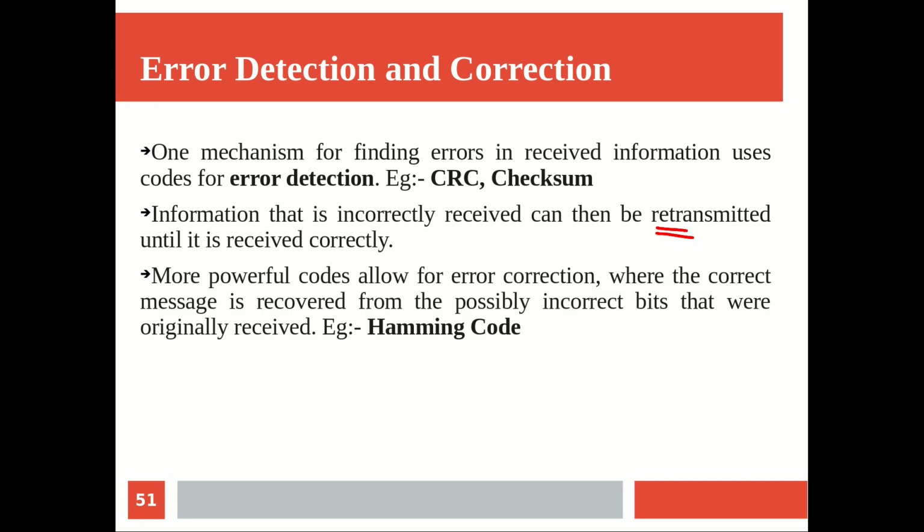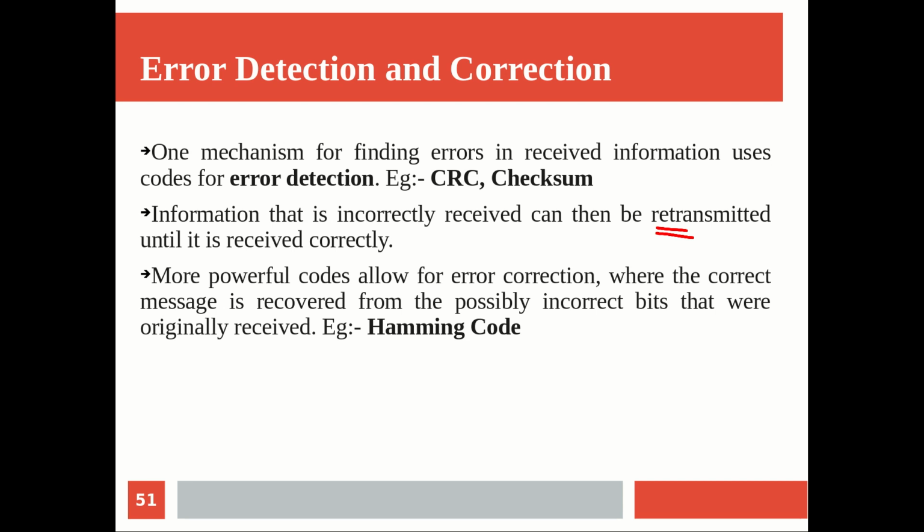Now a more powerful code that allows for error correction is the next level, where the correct message is recovered from the possibly incorrect bits that were originally received. So whenever the receiver receives something incorrectly, it tries to get the corrected one from the incorrectly received message. It will try to do the corrections. Hamming code is an example. I think we touched on some initial basics about Hamming code in our data communication course, and in computer networks also we are not seeing this in detail.